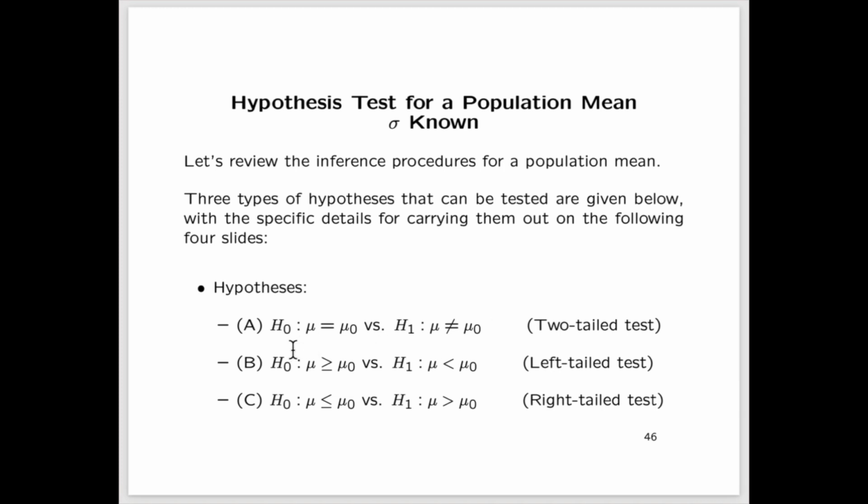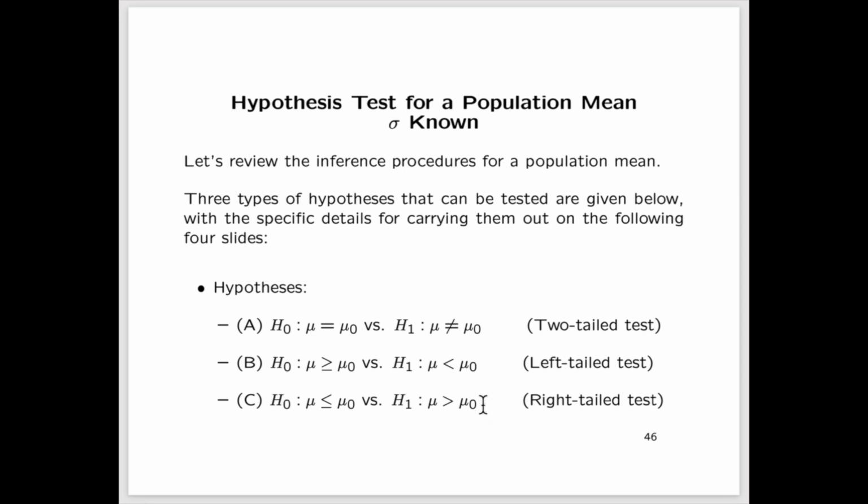The left-tailed test has a null hypothesis that says that the population mean mu is greater than or equal to some specified value, against the alternative hypothesis that says that the population mean mu is less than that specified value. And then finally, we have the right-tailed test. The null hypothesis for the right-tailed test says that the population mean is less than or equal to some specified value, mu sub 0, against the alternative hypothesis that says that the population mean mu is greater than this hypothesized value.